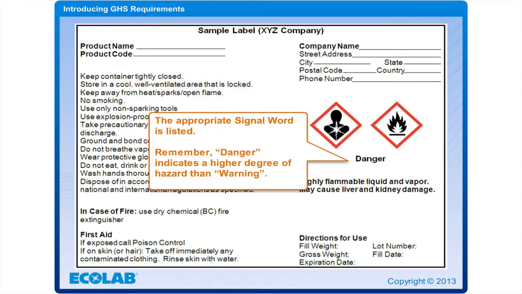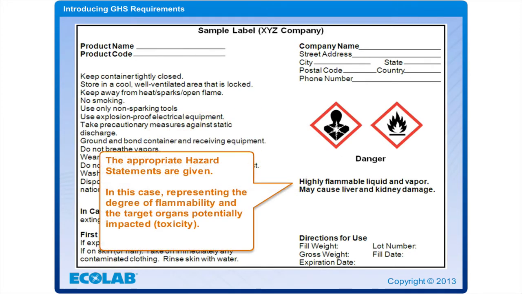Here you have the appropriate signal word listed. Remember, danger indicates a higher degree of hazard than warning. The appropriate hazard statements are also displayed. In this case, representing the degree of flammability and the target organs potentially impacted.